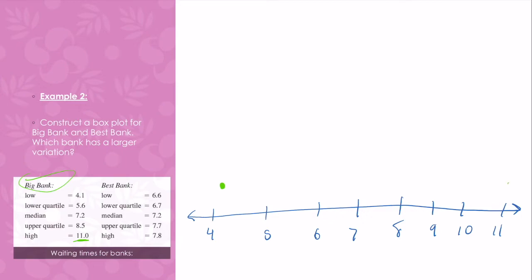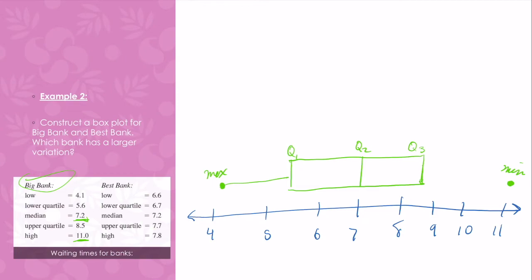Ooh, this is really spread out. Its lower quartile is at 5.6. Its upper quartile is at 8.5. We connect that with a box. We put a vertical line at our median. That's Q2, Q1, Q3. And let's go ahead and label our max and our minimum. So here's my beautiful box plot for Big Bank.